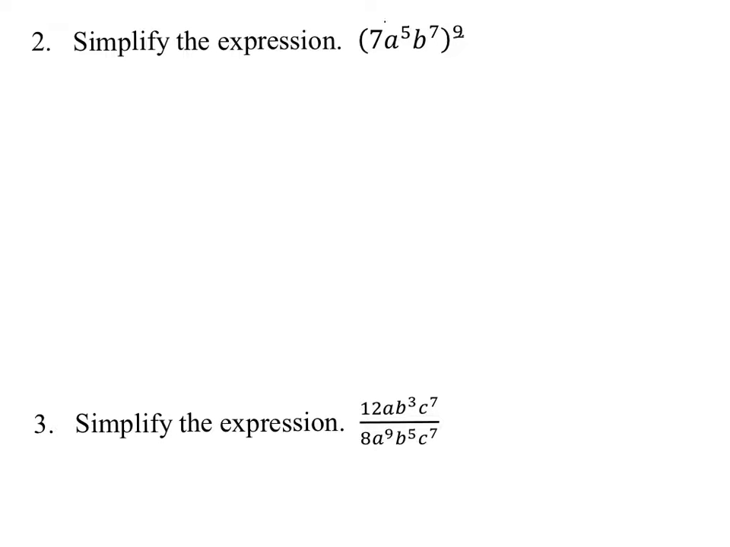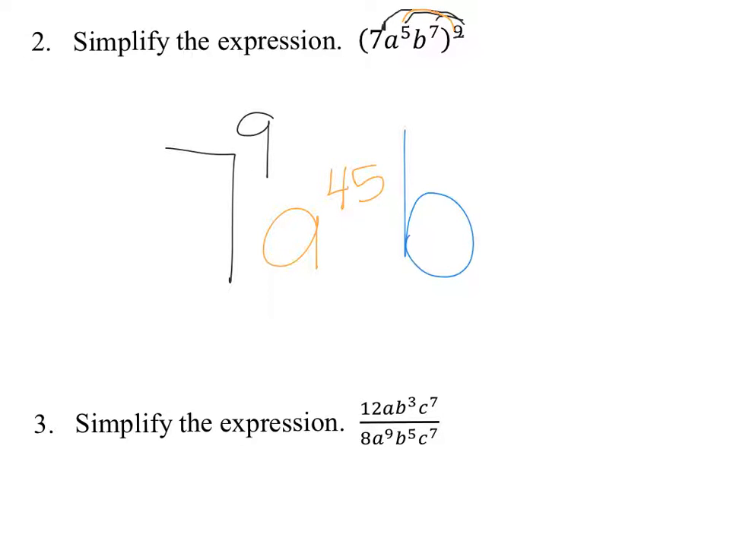So this 7 is raised to the first power. So power to a power, I multiply. Power to a power, I multiply. So I have 7 to the 9th, because 1 times 9 is 9. And I have a, that 9 times 5 is 45. And then I have my base b, and then 9 times 7 is 63. And that would be my final answer.